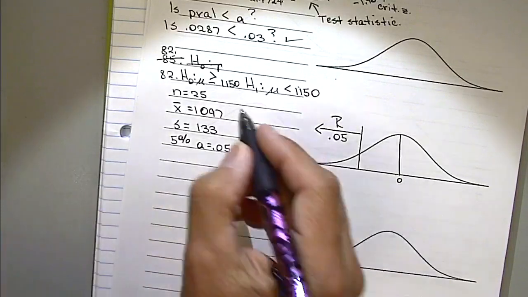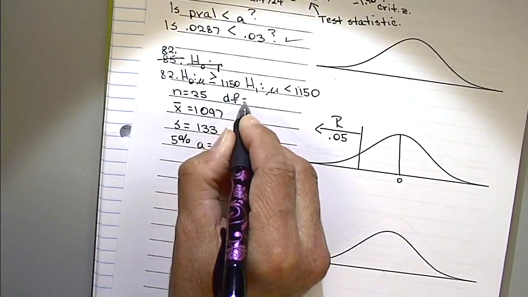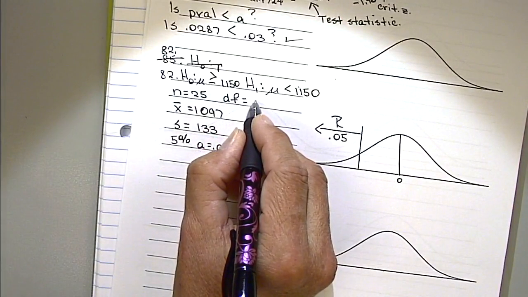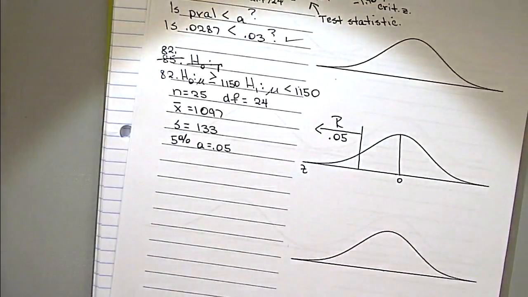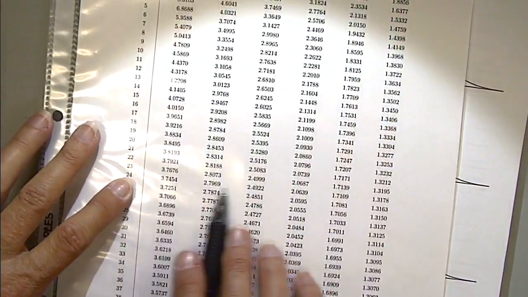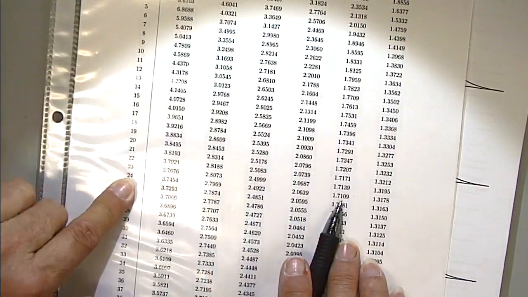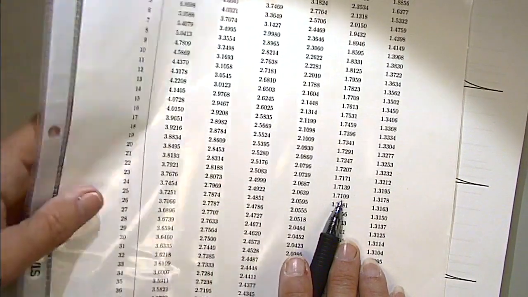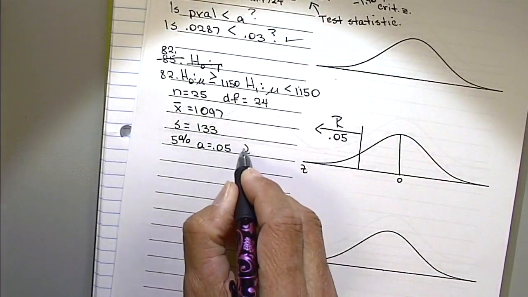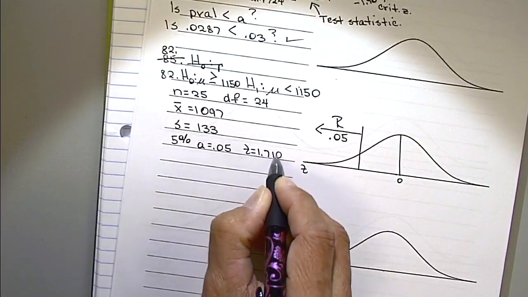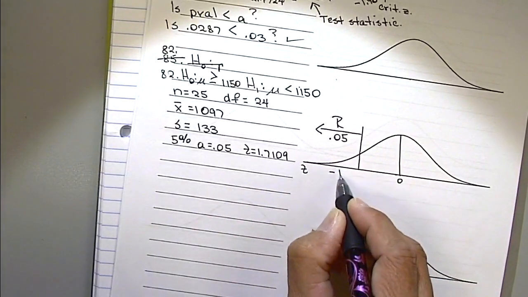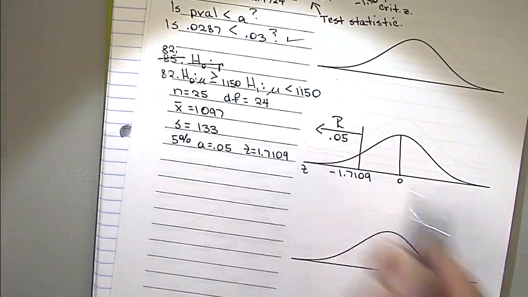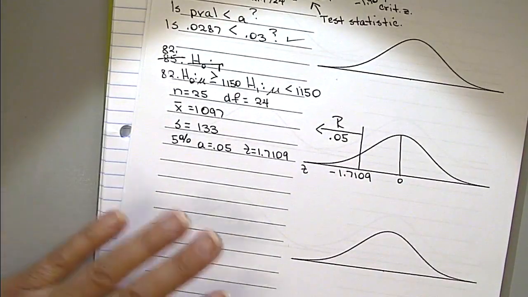So let's go to degrees of freedom. What's the degrees of freedom? 24. Let's go to the t-table. Degrees of freedom, 24. And let's go to this area, 0.05. One tail curve, 0.05, 24, 0.05 is over here. And I get 1.7109. And I'm going to make it a negative, right? Because it's over here on the negative side of the curve.